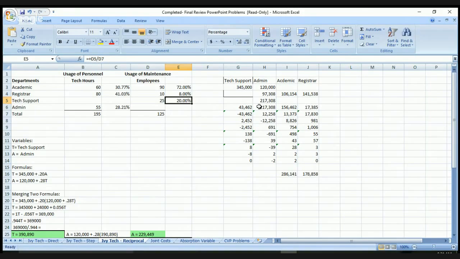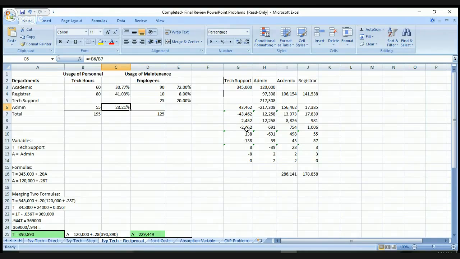Okay? So now, if I multiply those percentages back I get 143,462, 156,462, and 17,385. And then I do the process over. So I start with tech support using the 30, the 41, and the 28. Spread that over admin, academic, and registrar.